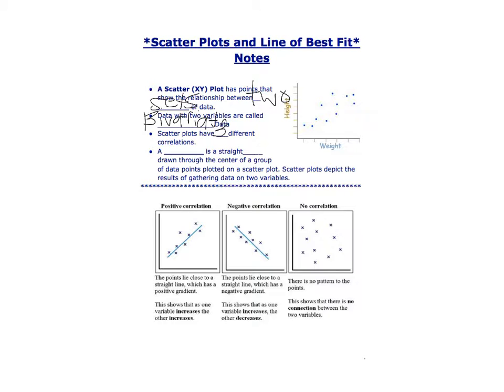So basically what we're looking at is this is positive. If it was negative, it would be going down, and if it had no correlation, there would be dots all over the place, so it wouldn't look like anything.